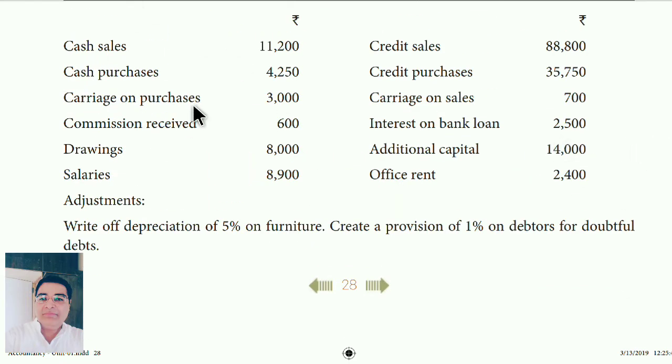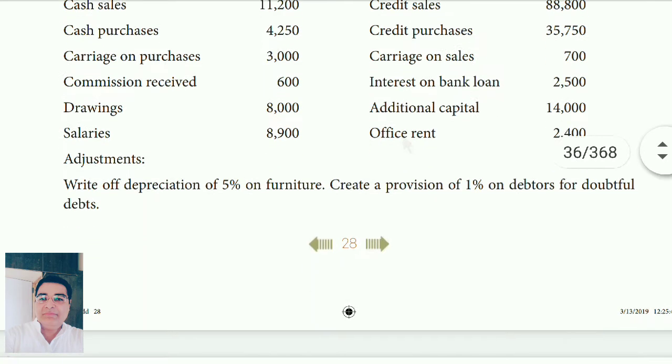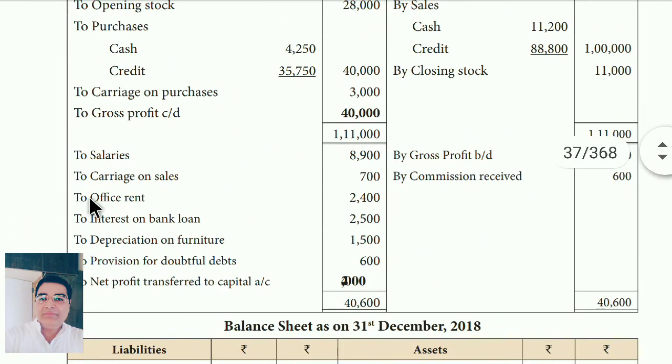Carriage on purchase we have to write in the trading account debit side, and carriage on sales we have to write in the profit and loss account debit side. Commission received we have to write in the profit and loss account credit side. Interest on bank loan 2,500 we have to write in the profit and loss account debit side. If you want to see this, see here: interest on bank loan, profit and loss account debit side; commission received 600, credit side; carriage on purchase, trading account debit side; and this carriage on sales, profit and loss account debit side.